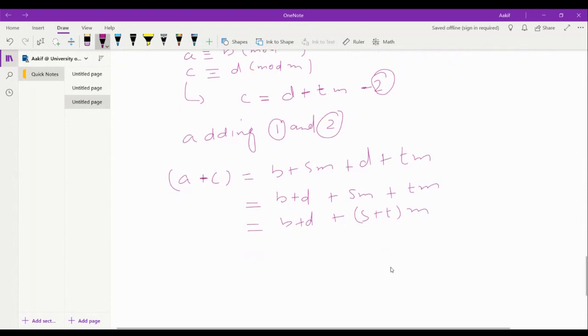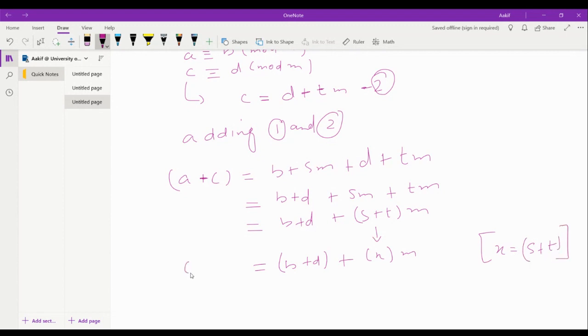Now S plus T, since it's a constant, let's say that S plus T is equal to, let's call it X. So this will be B plus D plus X times M, because X is equal to S plus T.